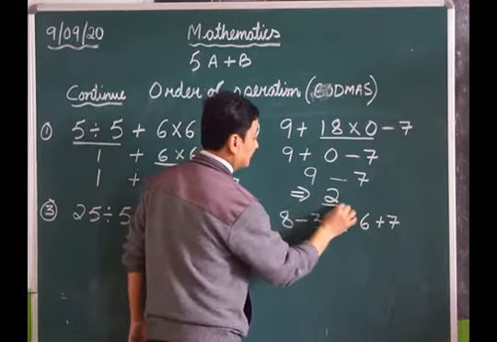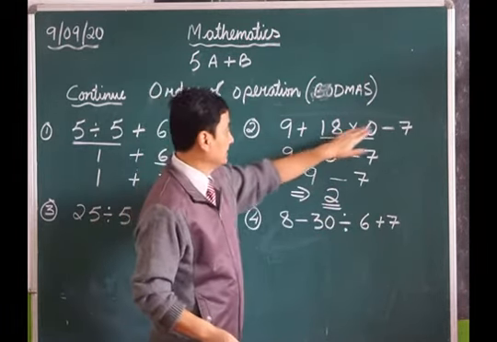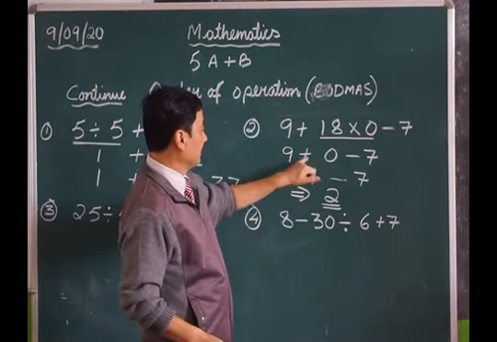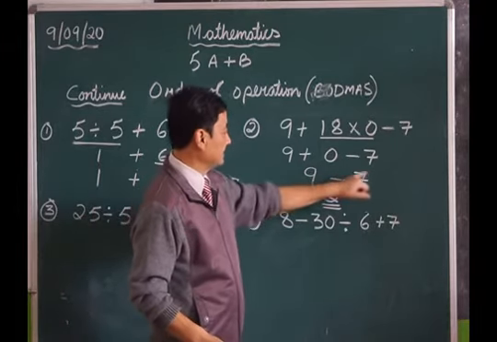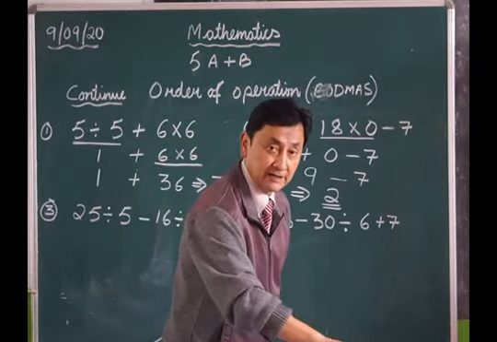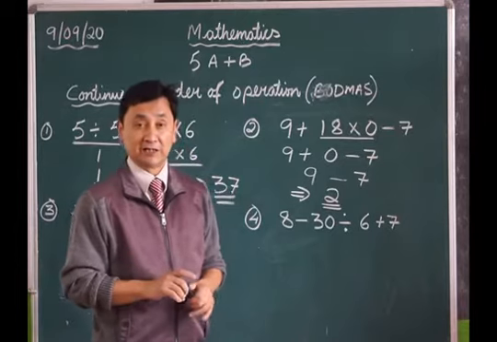9 minus 7, 2. Let's have a look. We have to do multiplication. 8 zeros are 0. Write 9 here, 7 there. 9 plus 0, 9. Bring down 7. 9 minus 7, 2. Okay? I hope you are understanding. If you go step by step, you will never make a mistake.